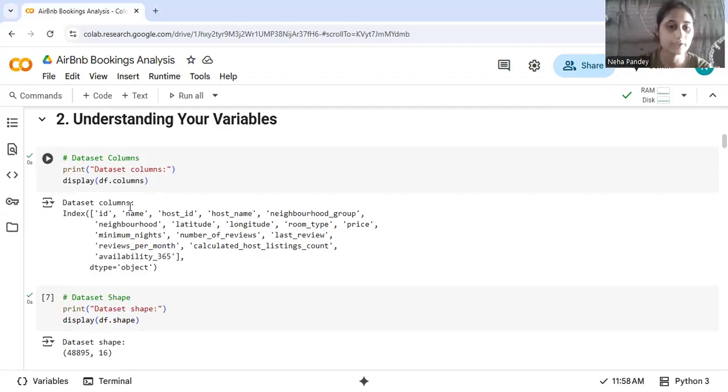The dataset contains columns which represent different attributes of an Airbnb listing, like ID, name, host name, neighborhood group, neighborhood, latitude, longitude, room type, price, minimum nights, number of reviews, last review, and so on.